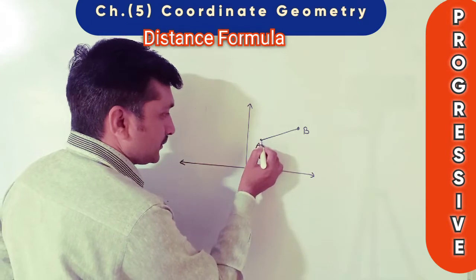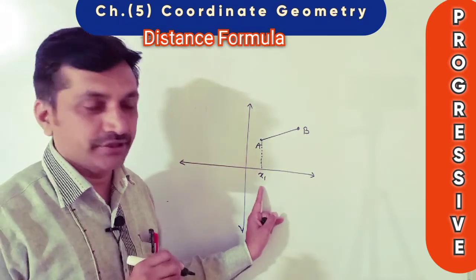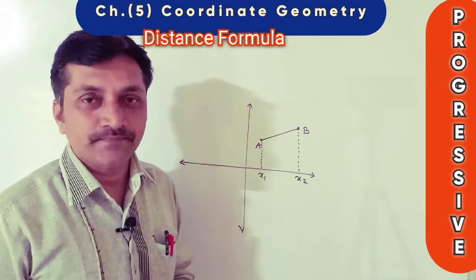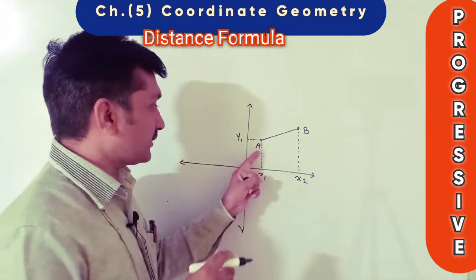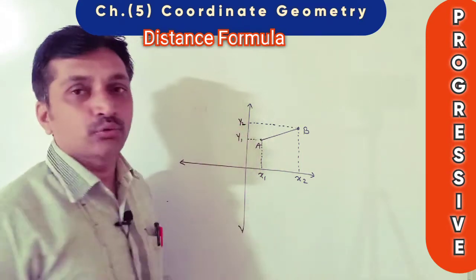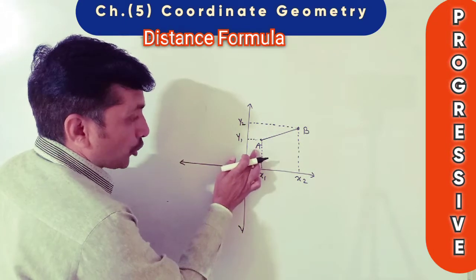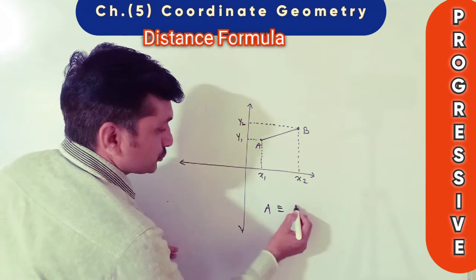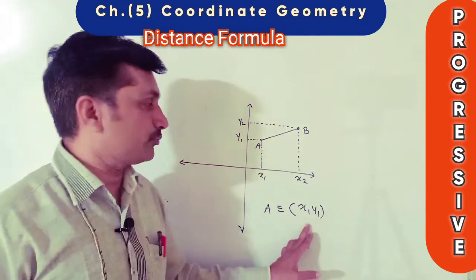If we consider, now here you see, this is the x coordinate of point A, x1, and here x2 is the x coordinate of point B. Here y1 is the y coordinate of point A, and here also I plot the line y2, and y2 is the y coordinate of point B. Which are the coordinates of point A? The coordinates of point A are x1, y1.